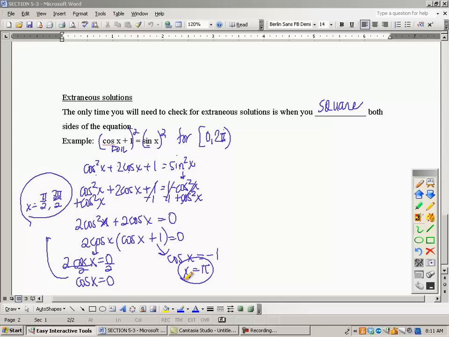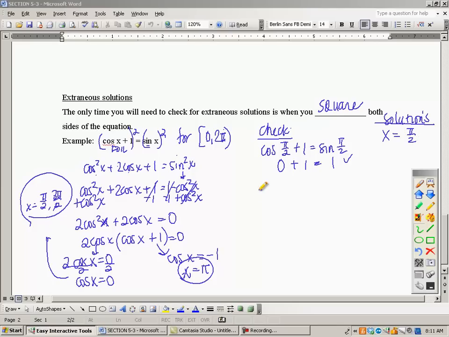Now, because we squared both sides, we do need to check and make sure, do all 3 of these work? So let's look at the check, because I want to show you what that looks like. I'm going to start with pi over 2. Our question is, does the cosine of pi over 2 plus 1 equal the sine at pi over 2? Well, the cosine of pi over 2 is 0, plus 1, and the sine of pi over 2 is the y value, which equals 1. The answer is yes. So I'm going to start a list of solutions. I have 1 at pi over 2.